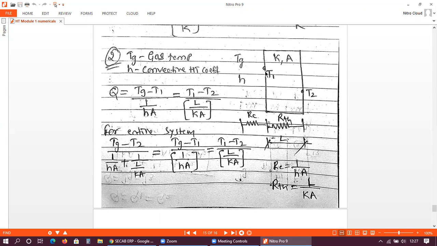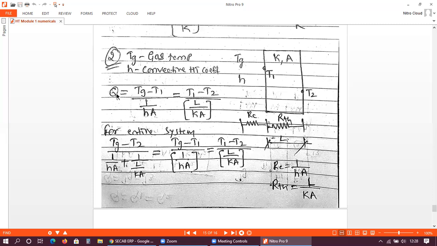So Tg is greater than T1, so heat transfer will take place from the gas to the wall, and in between these two there is one convective heat transfer coefficient H. Here I will call Q equal to Q1 equal to Q2. First I will write the equation for Q, the rate of heat transfer between the gas and the wall surface, up to this point only.